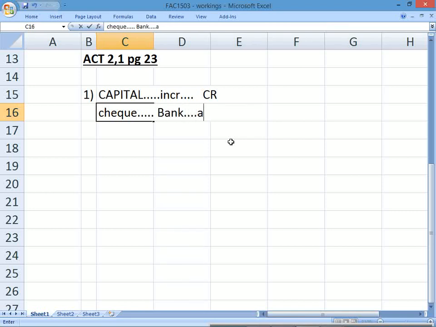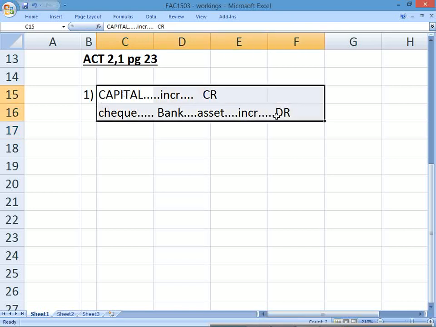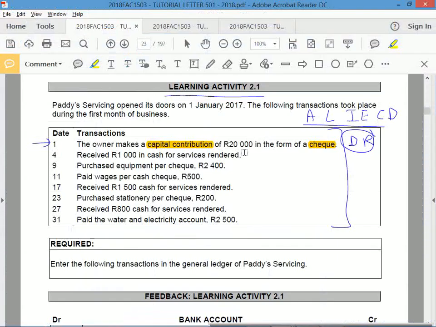Okay, what's happening to the bank? Bank is an asset. What's happening to it? Increasing. Where does bank increase? On the debit side. See, that's what I need you guys to do. If you can do that, you know how to do it. I'll do it for all of them, and then I'll send this to you as well. You can have a look and check.